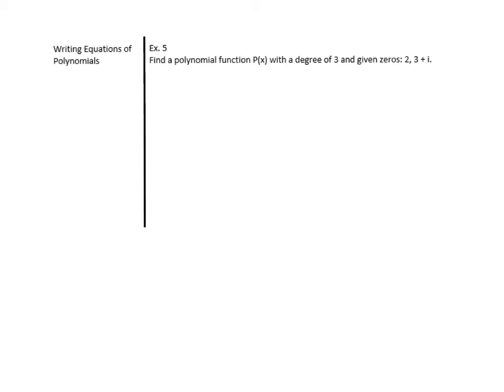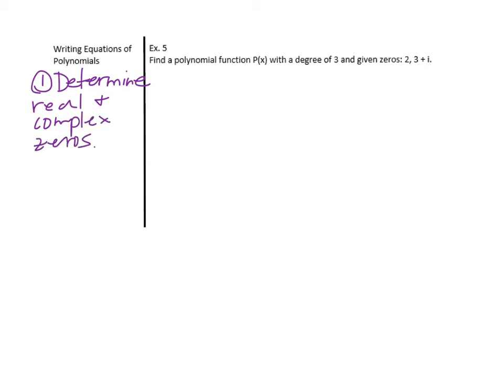When asked to create polynomials that are higher ordered than quadratics, you want to make sure that all of your zeros are represented as factors, and then we do some foiling. So the first thing to do is determine all zeros, so we'll say real and complex. And that means to think about the complex conjugate theorem.